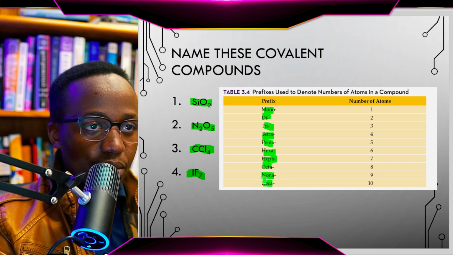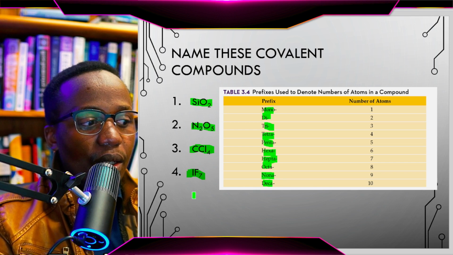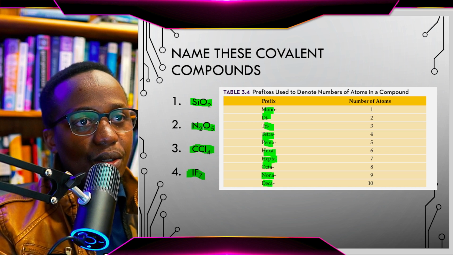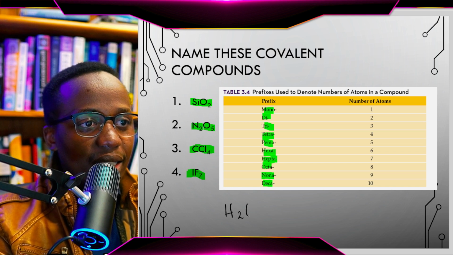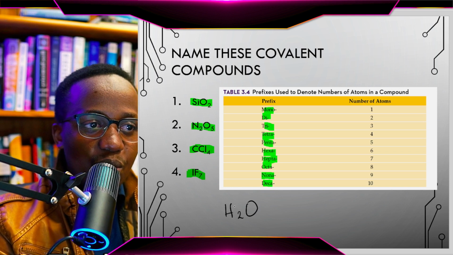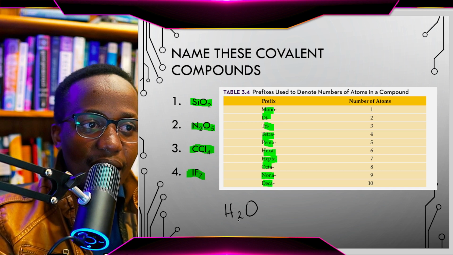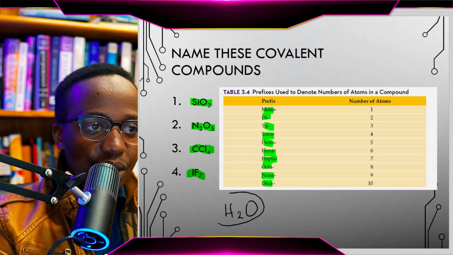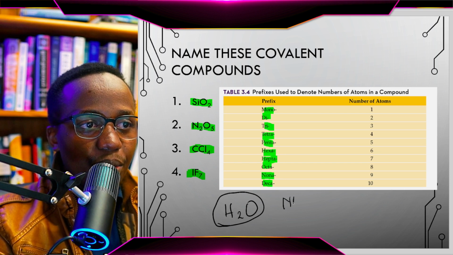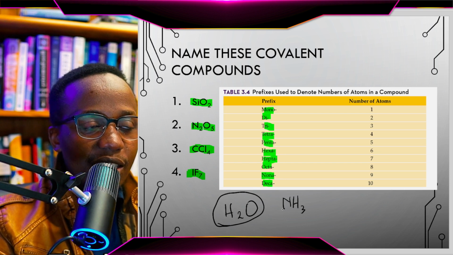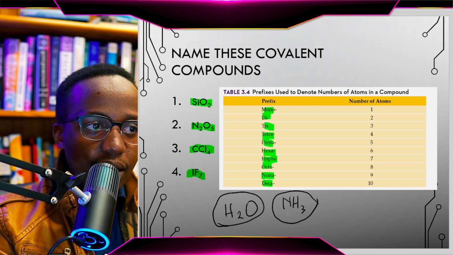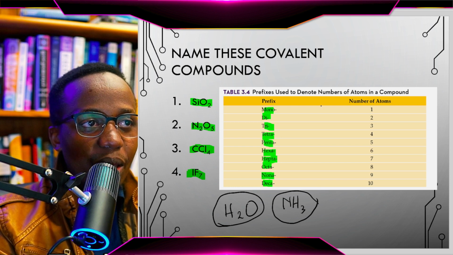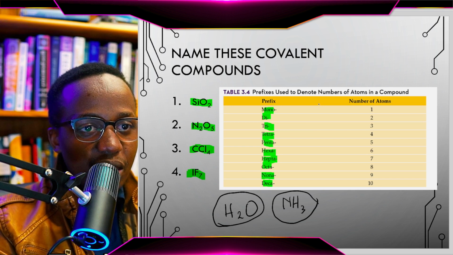But again, with covalent compounds, one of the most common is H2O. And this is water, but the technical name is what? Dihydrogen monoxide, right? Water is dihydrogen monoxide. NH3 is covalent too, so it is mononitrogen trihydride, right? So we need to specify the number whenever it's covalent.